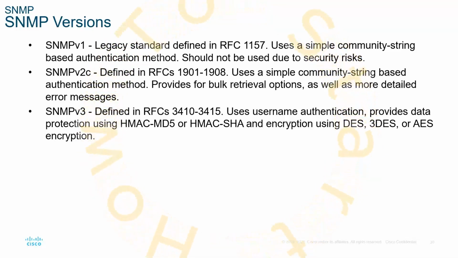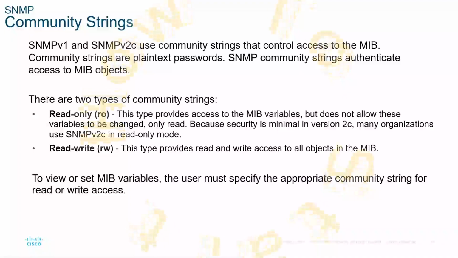It does still have authentication methods, and it does provide for bulk retrieval options, but again, it's not as secure as our version 3. So version 1 and version 2 both use what's called a community string, and that controls the access to the MIB. So essentially, there are two types of ways for this to happen.